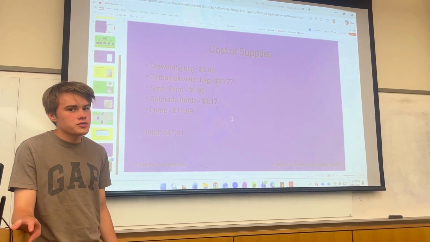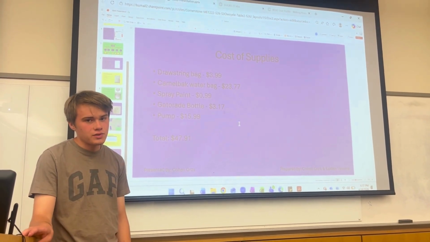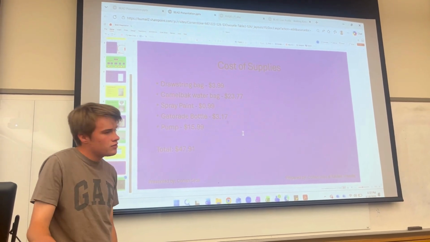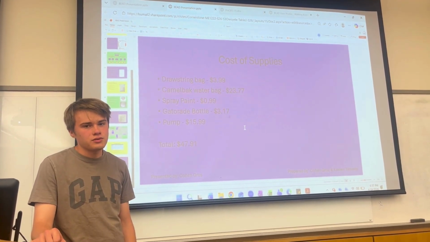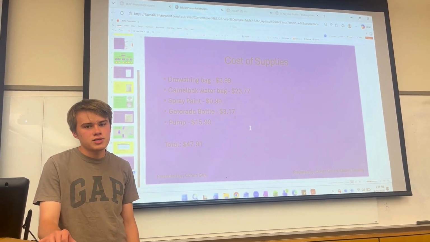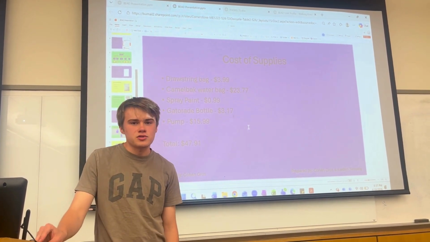So another one of our failures was the cost. It came out a lot more expensive than we thought it would. One of the main costs was a camelback water bag. But even though we had access to many materials given to us, it came out a lot more expensive than we thought. But overall, the product came out to our desire. Next up is the demonstration of the product.